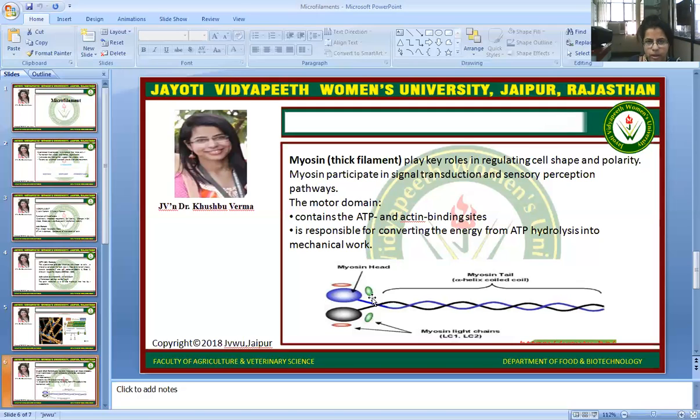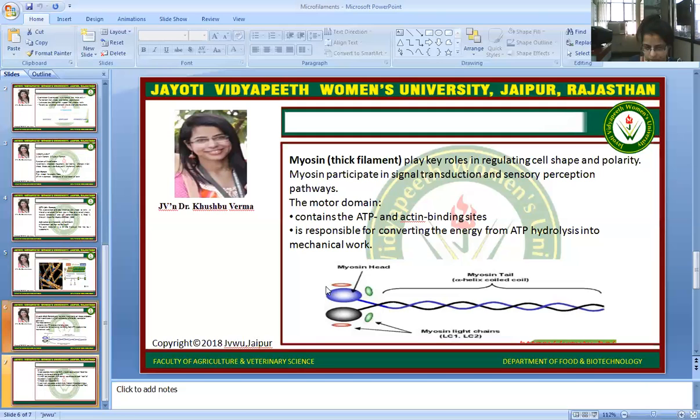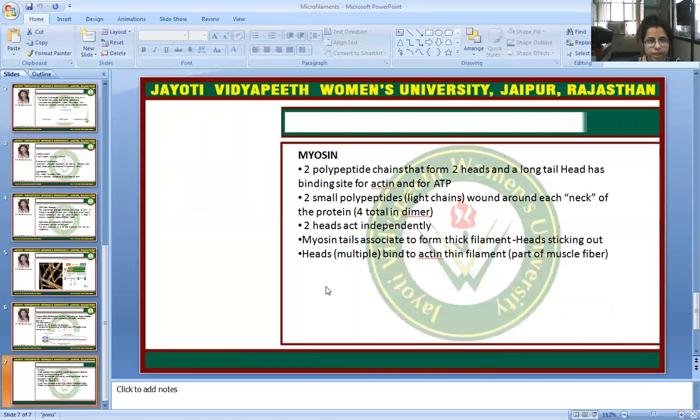First is the heavy chain, two heavy chains, and second is two pairs of light chains, known as LC1 and LC2. The head regions of the heavy chains are globular in structure and known as the myosin head. The myosin tail is like an alpha helix coil, and on the myosin head, the light chain pairs are arranged around it. So this is the basic structure of the myosin filament.